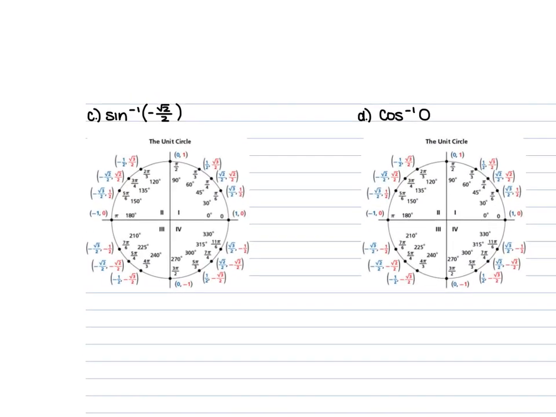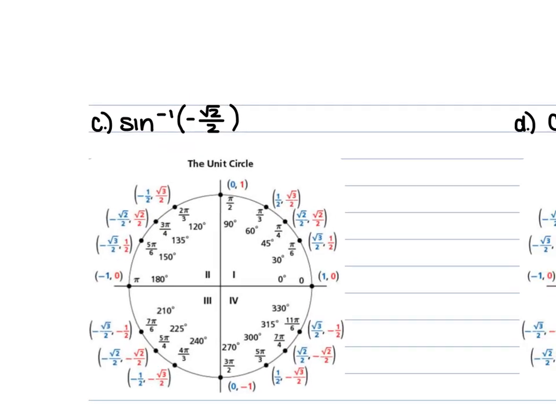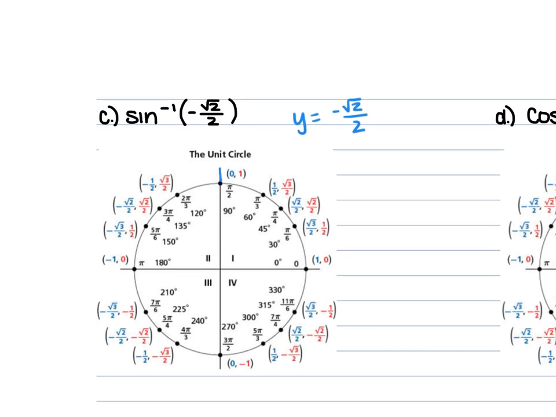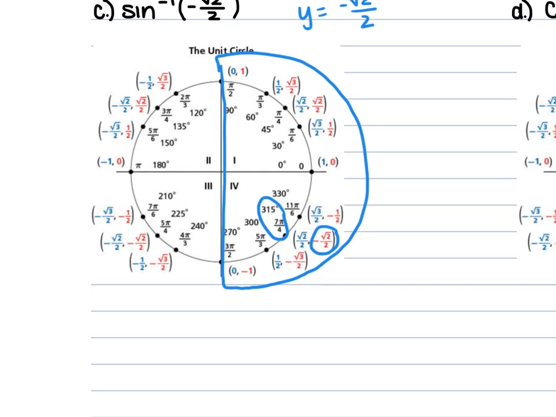For C, we have sine to the power of -1, so the inverse of sine, where we have negative square root 2 over 2. So again, sine is our y value. So where is y negative square root 2 over 2? Remember, sine is our first and our fourth quadrants. So that's anything in these two quadrants where y is the negative square root 2 over 2. So the negative square root 2 over 2 is here. So we have to take both the 315 degrees and the 7 pi over 4 for our answers.